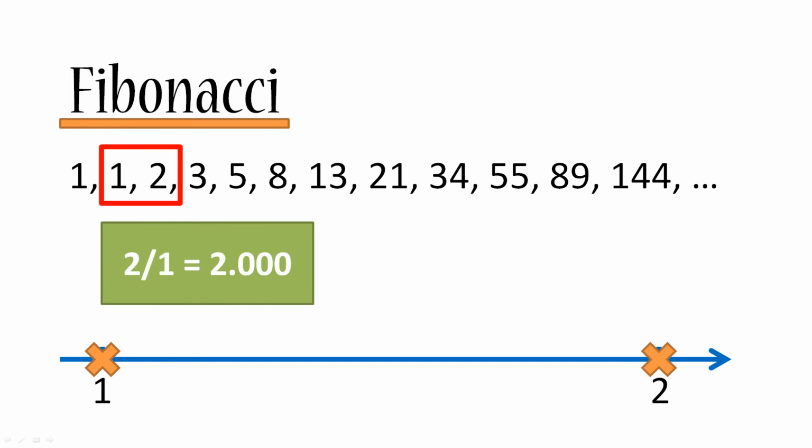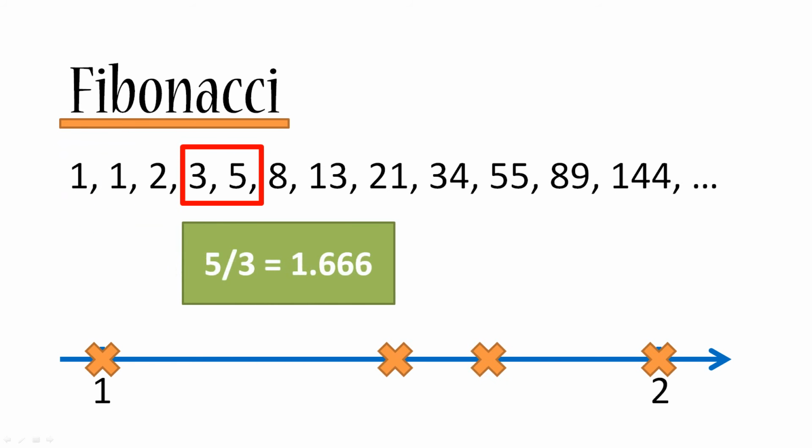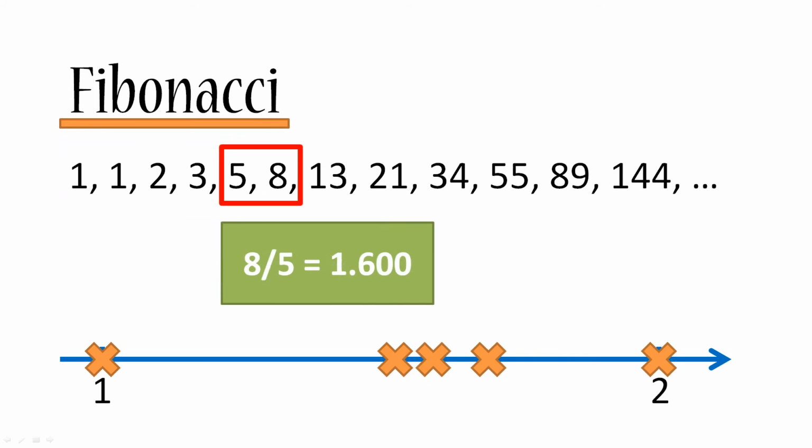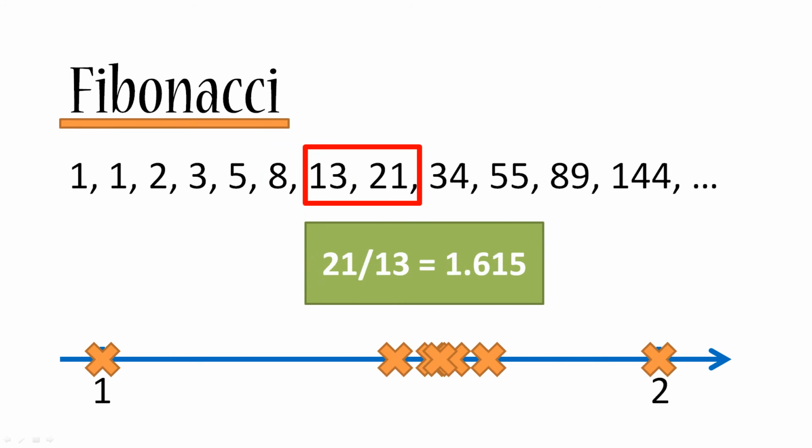Now let's divide 2 by 1 and we get 2. 3 divided by 2 is 1.5. 5 divided by 3 is 1.666. 8 divided by 5 is 1.6. 13 divided by 8 is 1.625. 21 divided by 13 is 1.615. So you kind of see where this is going.